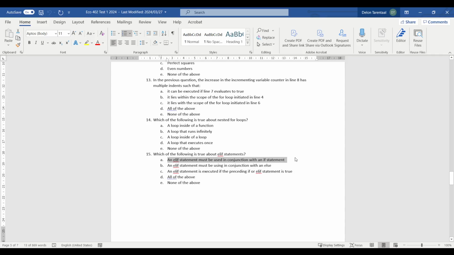The most correct answer is 15A. I'm well happy with that. An elif statement cannot exist without an if statement. Okay.